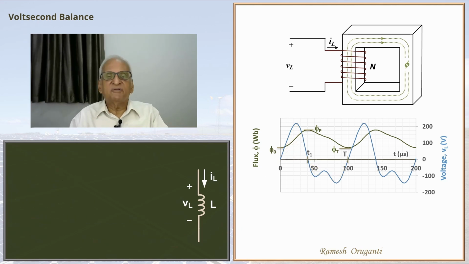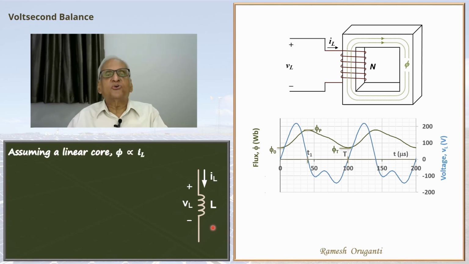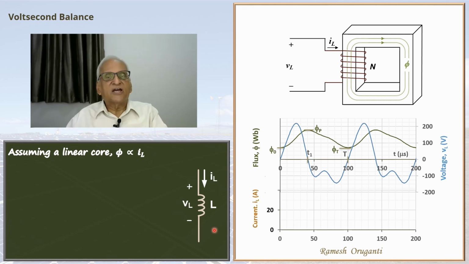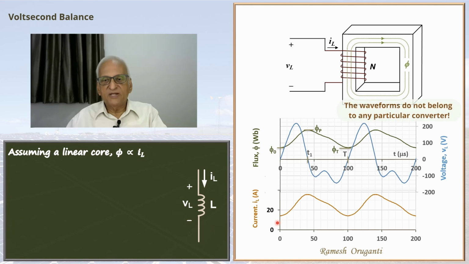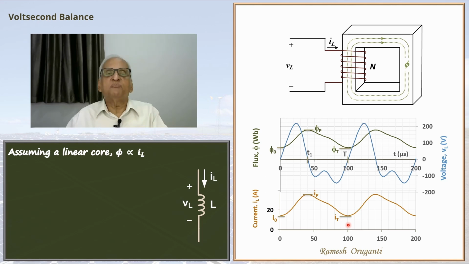In this case we will simplify as we talked earlier. We will assume that the core is linear. It is only for understanding purposes we are making this assumption. Phi is proportional to IL as we saw before. So let's plot the current waveform. It's going to have the same shape as the flux waveform. It will start from a minimum I0, reach a peak of IP and return to a value IT, which should be the same as I0.